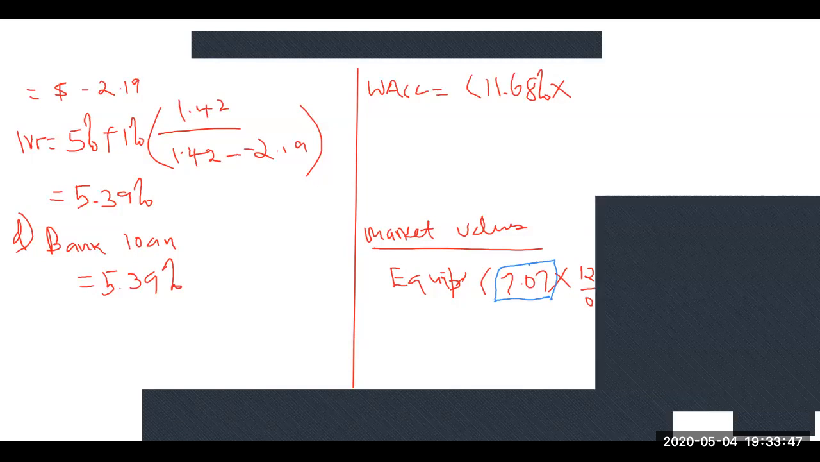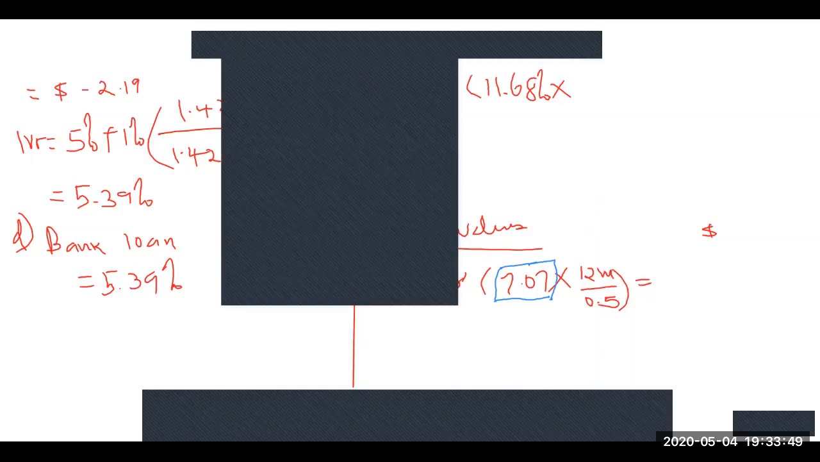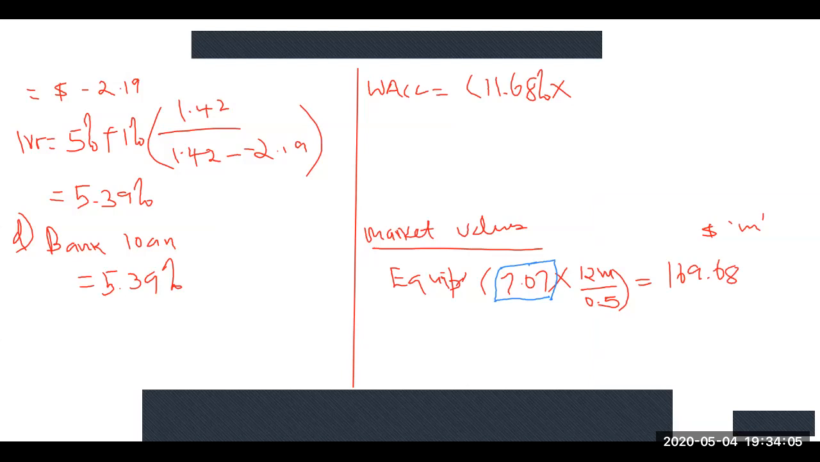Okay, let's see to get here. We get 169.68 million. Okay, thank you. Daniel, check the answer maybe. Is it 169 or 168? Okay, so it's supposed to be 169.68 million to be the total market value of the company equity.